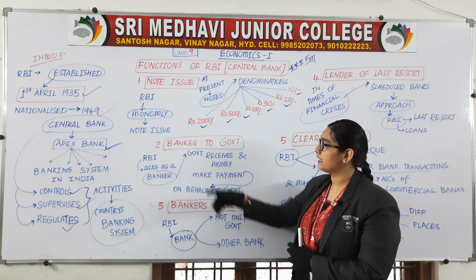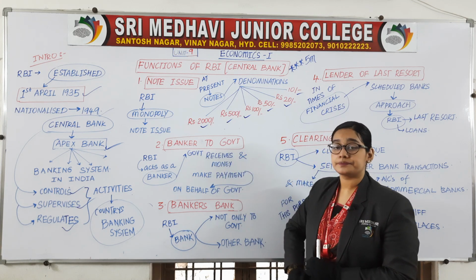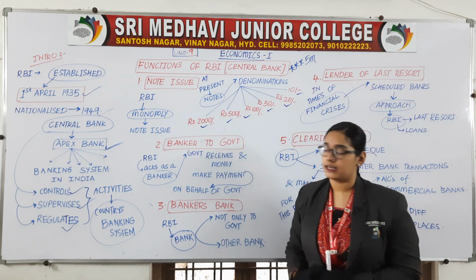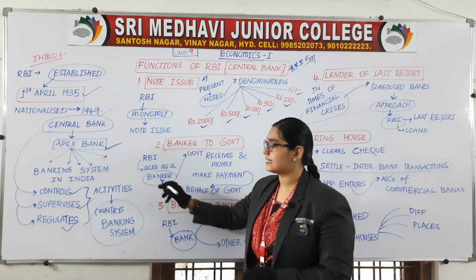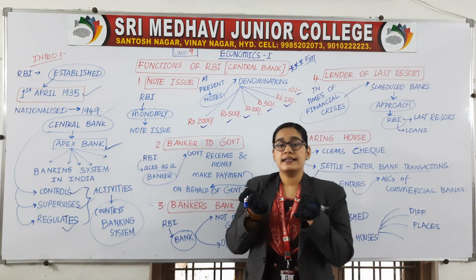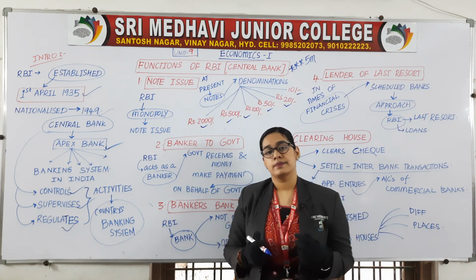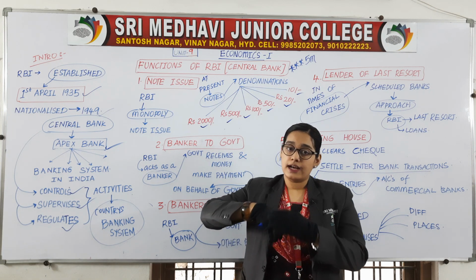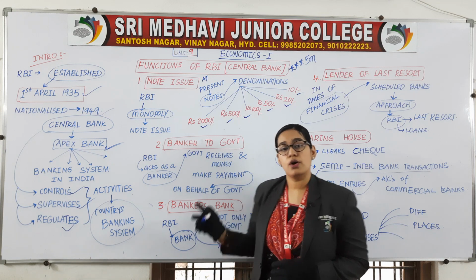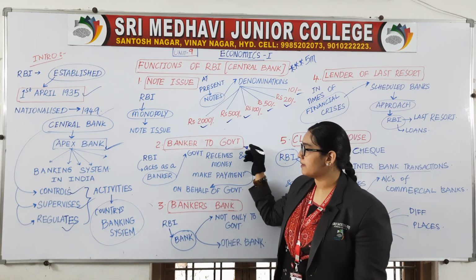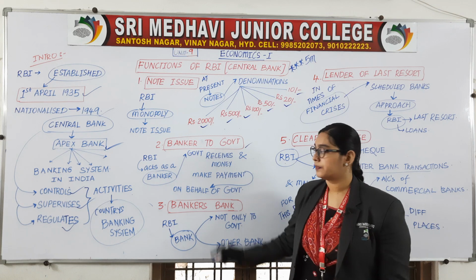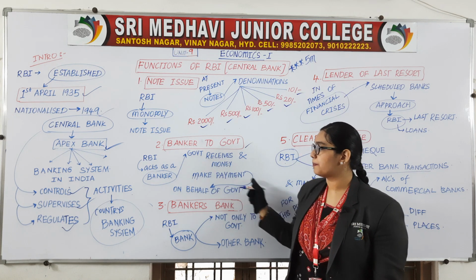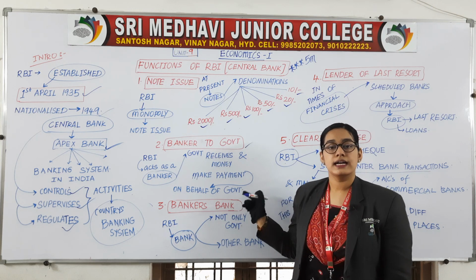Coming to the second point, banker to the government. The central bank acts as a banker to the government. So how does it act as a banker? Whenever the government wants some money, whenever the government receives some money, or whenever the government has to make a payment, on behalf of the government, RBI will do this work. So it receives the money, and it also makes payments on behalf of the government.